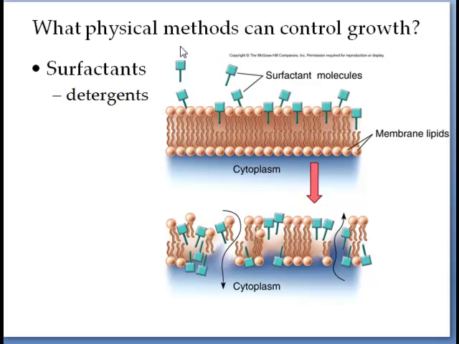Another method that can control growth is surfactants. Surfactants are detergents, for example soap, whether liquid or solid. They destroy the membrane structure and membrane permeability, so things can pass through the membranes, and they can destroy the microbial growth.